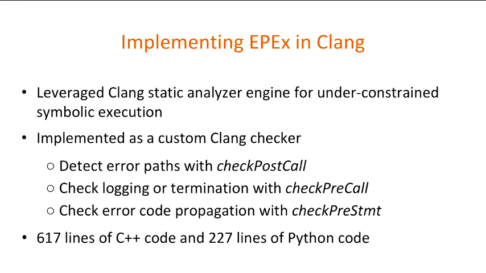Now, that's it for the principles behind EPEx. To put it to use, we implemented a Clang checker. Clang contains a static analyzer engine that lets us do under-constrained symbolic execution on C code. And it also lets you plug in your own checker, which is a class where you override certain callback functions to interpose the path exploration and check the symbolic state during symbolic execution. These are some of the callbacks we used. The checker itself is 617 lines of C++ code, and the last filtering step is a Python script with 227 lines.